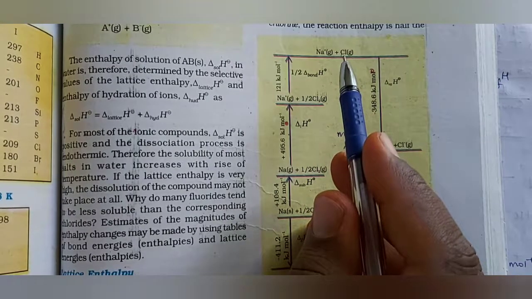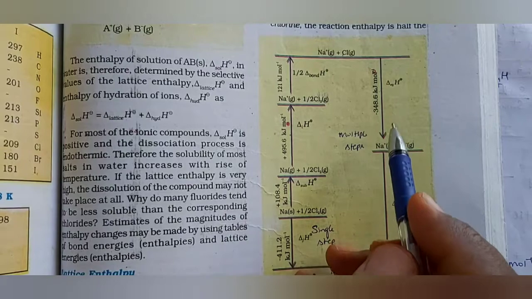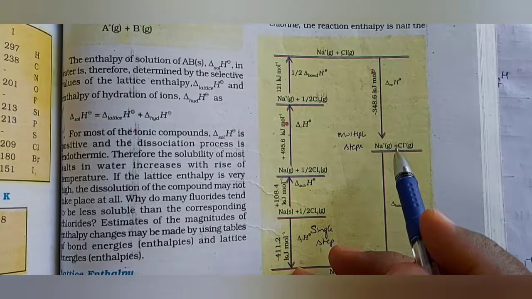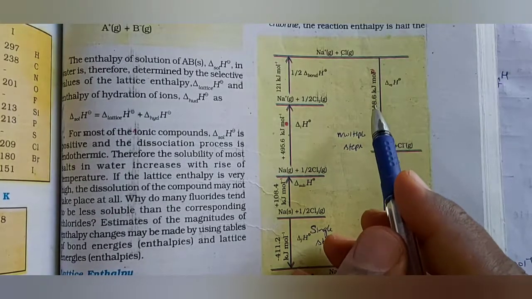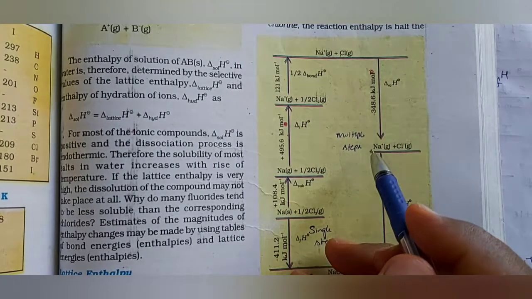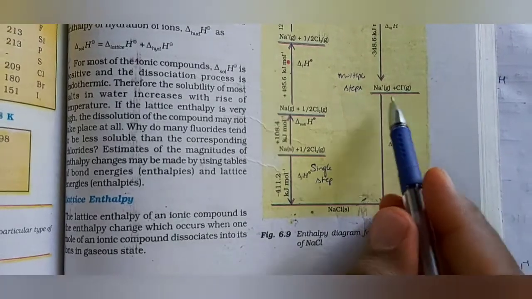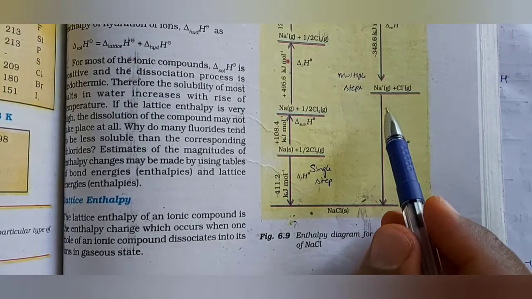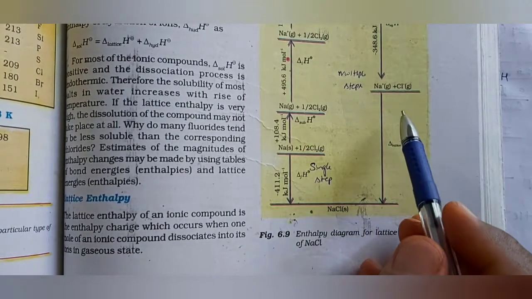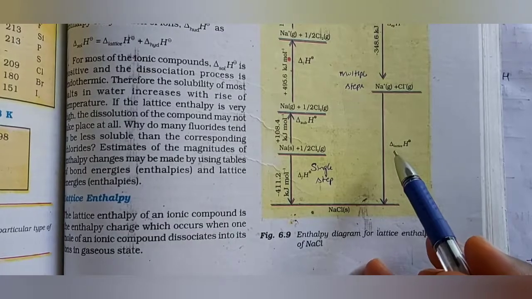The Cl gas absorbs an electron and releases energy, so its energy decreases and it is converted to Cl minus. How much energy is lost? 348.6 kilojoules per mole. Here Na plus is already present. This Na plus and Cl minus combine to release energy again, which is called lattice energy. Lattice energy is negative here because they combine with each other. That is an exothermic process. NaCl is formed, and this is called lattice enthalpy.